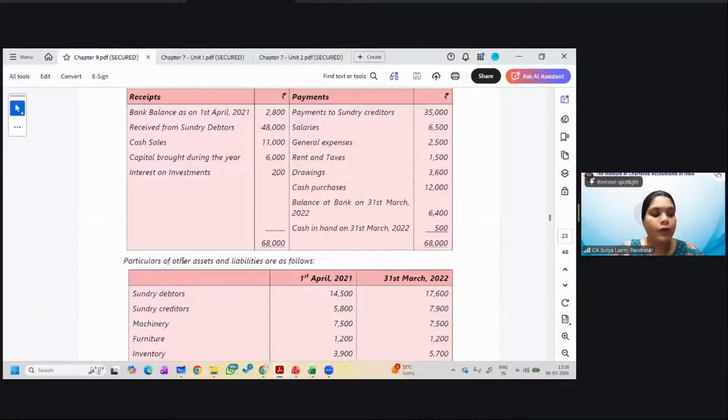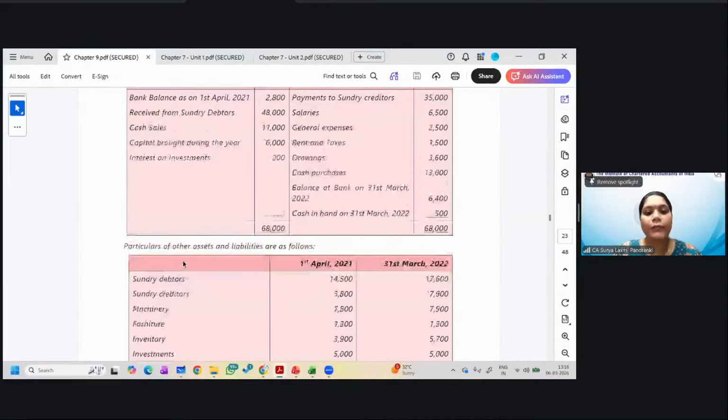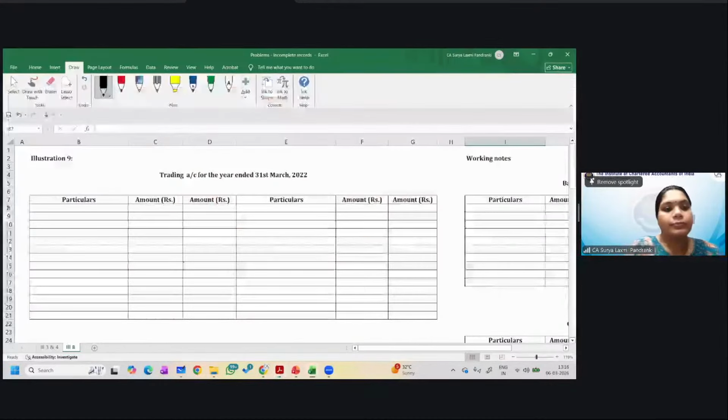Yes. So for trading account, what do we need? For trading account, what do we need? Opening inventory, and closing inventory.